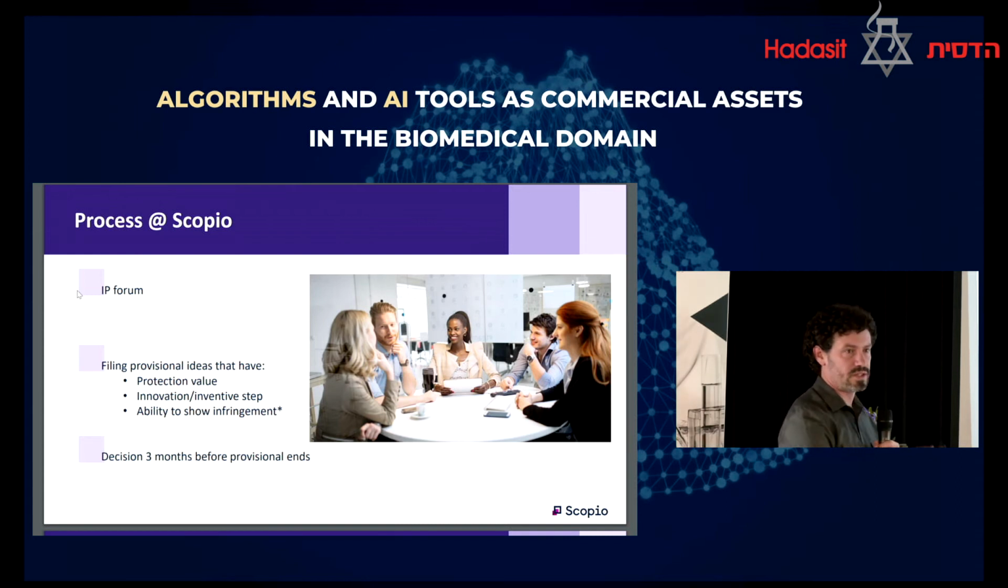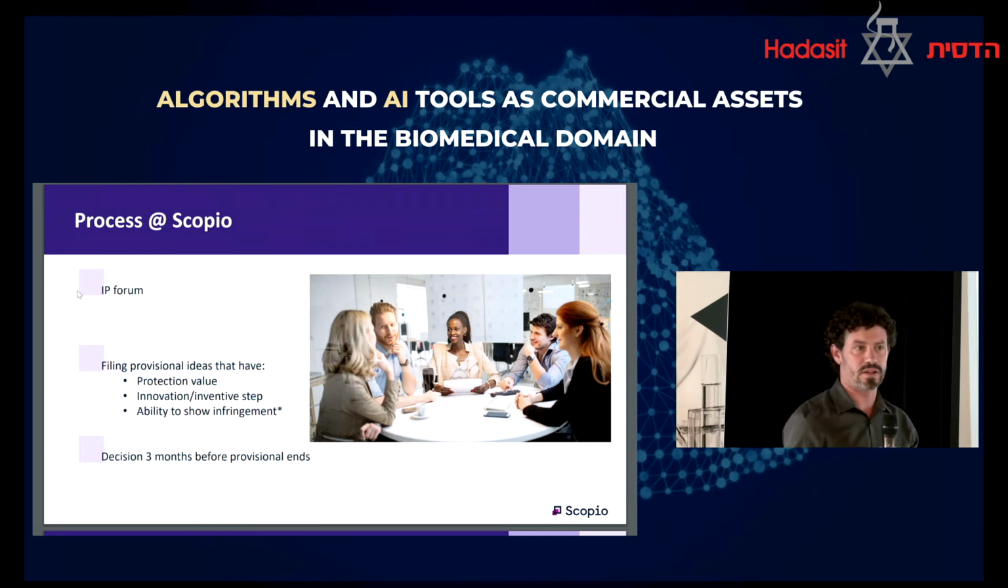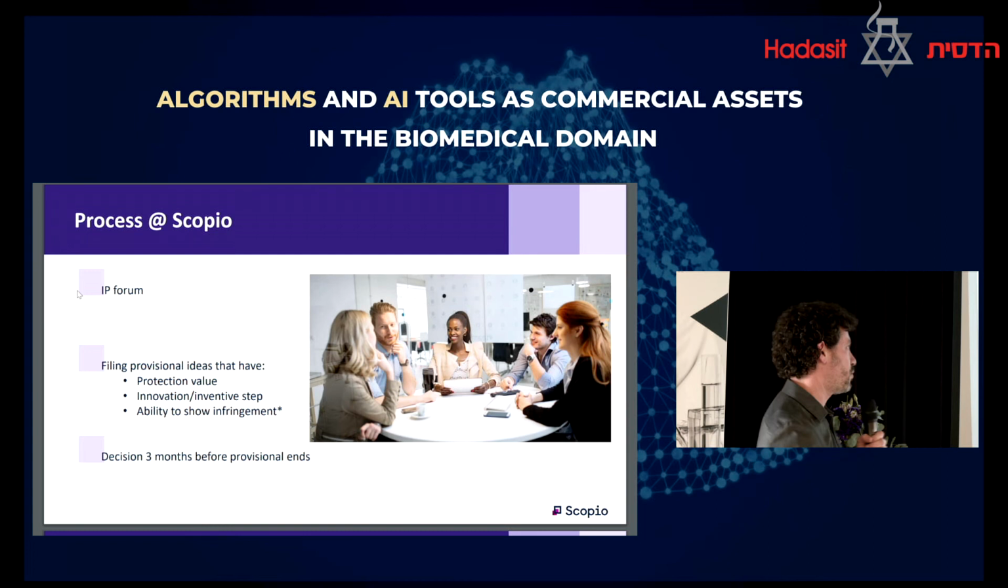And then we sit in that forum, and the first thing is we file provisionals. We're very liberal with our provisionals, but we're very strict with the rules for our provisionals. The first thing is it has to have some value for us. So it doesn't matter from the USPTO point of view at this point. It's: will it benefit us in any of the ways that I described before?